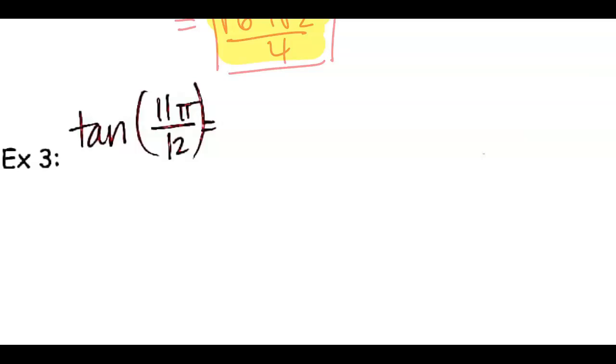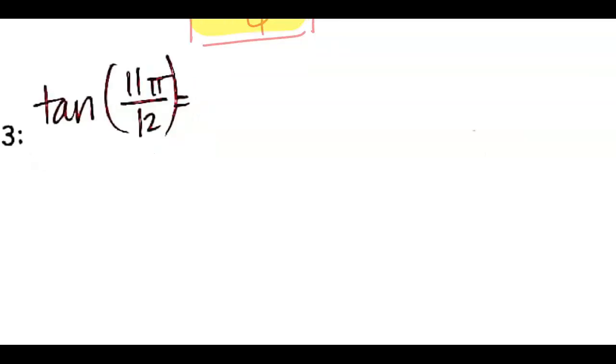Let's think. I need to find some numbers that will add up to 11 pi over 12. And especially since I have that 11 pi over 12, this is actually kind of nice. If you think back to your knowledge of Algebra 1, if you have the same denominator and you're adding or subtracting two fractions, you'll be able to just combine the numerators.